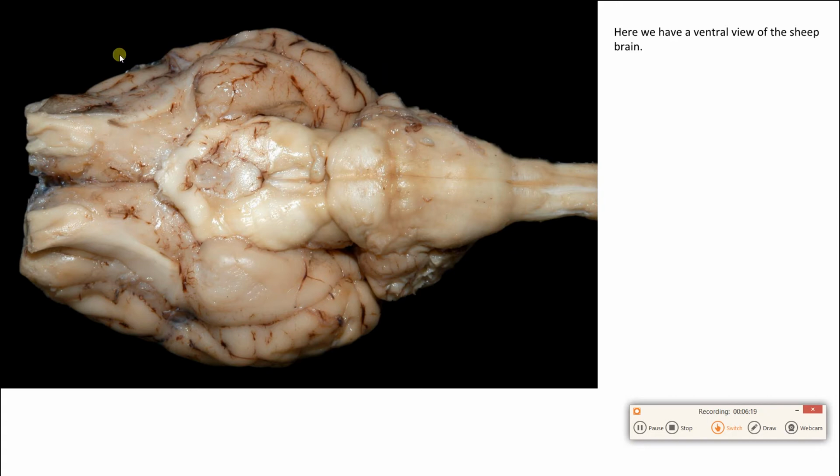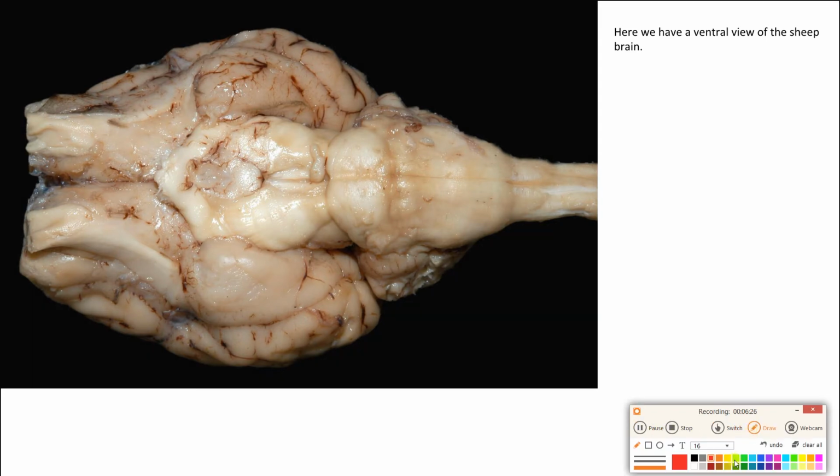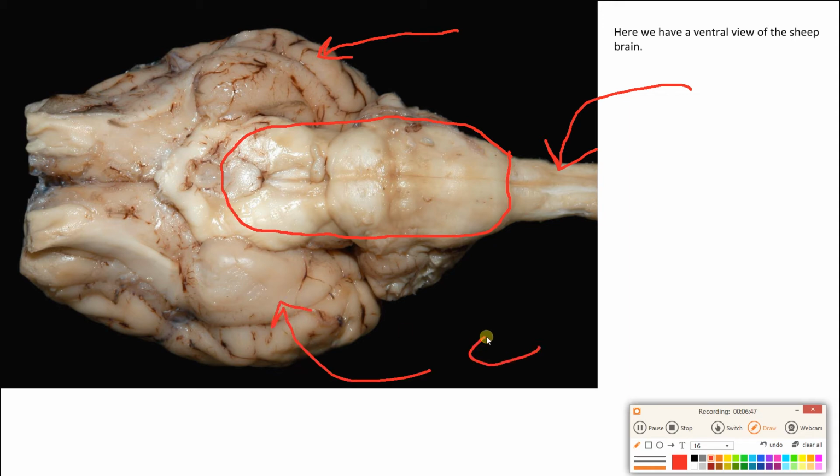We're looking at the ventral view of the sheep brain. The ventral view. Now, in this ventral view, there are a lot of things we can see. We can see the brain stem. Basically right here. There's the brain stem. We can see the spinal cord right here. We got some cerebrum on the side here. Some cerebrum on the side. Some temporal lobe. And we can see a little sneak peek of the cerebellum right there.